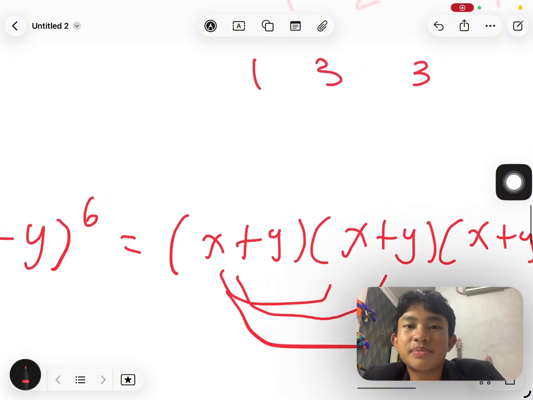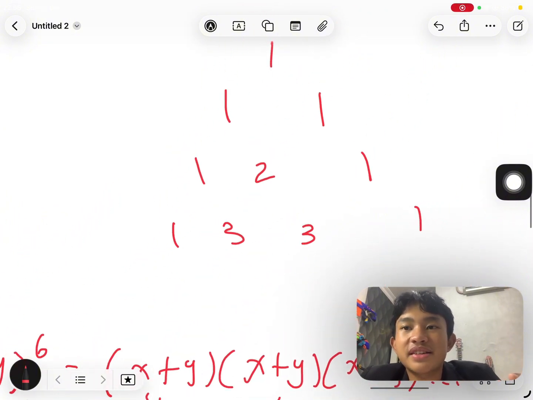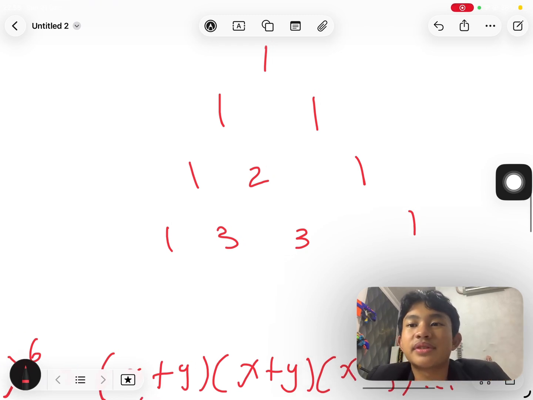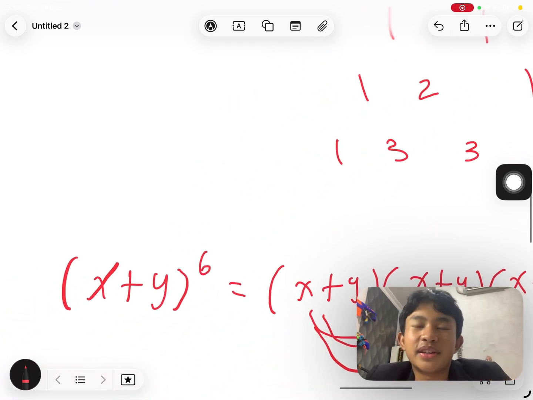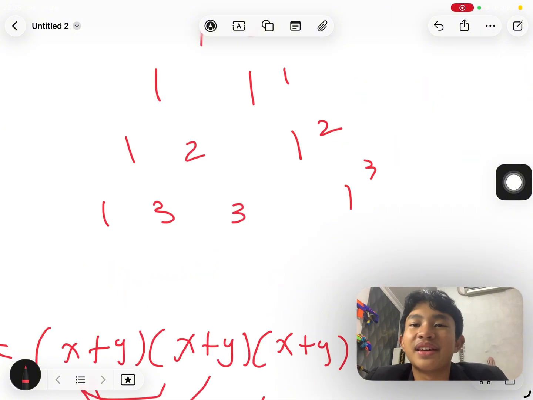And what if we use Pascal's triangle? Of course, Pascal's triangle is true and it works, but it only works for natural numbers or positive non-zero numbers. Again, what if the exponent is negative or a fraction? And that's where the binomial expansion comes in.